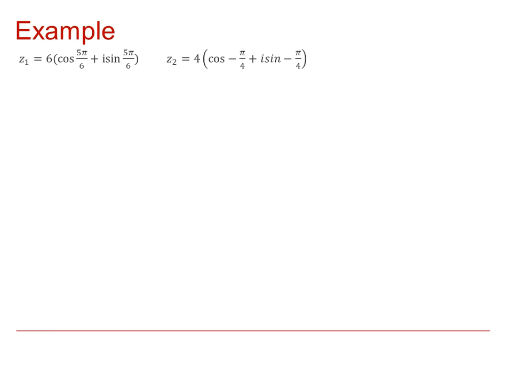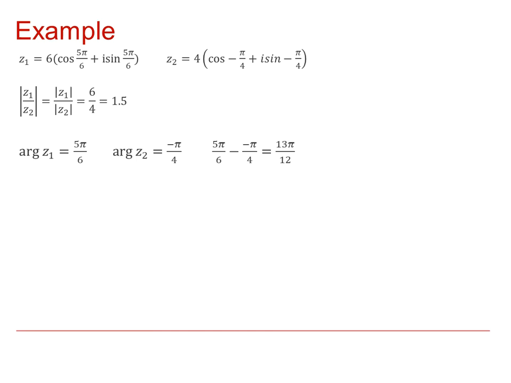Here we've got two numbers, and you can see that in the first number the modulus is 6 and the second one is 4. So when we divide these, the modulus of z1 divided by z2 is 6 divided by 4, or 1.5. The argument of z1 is 5 pi by 6 and the argument of z2 is negative pi by 4. So we're going to subtract these, and if you do 5 pi by 6 minus negative pi by 4, you end up with 13 pi over 12.